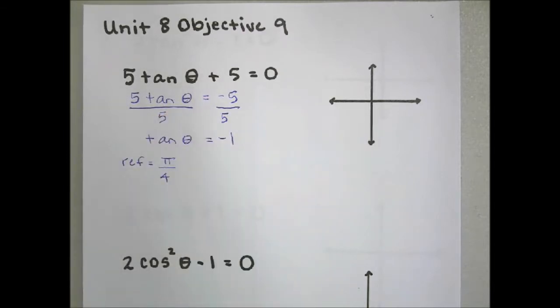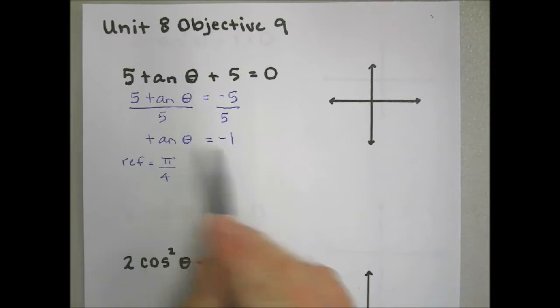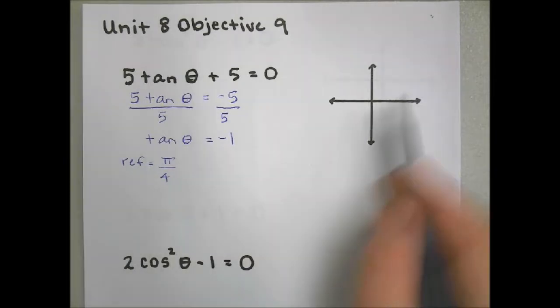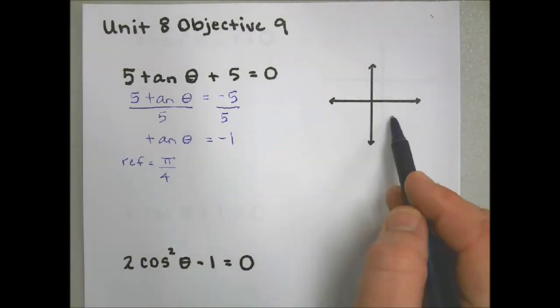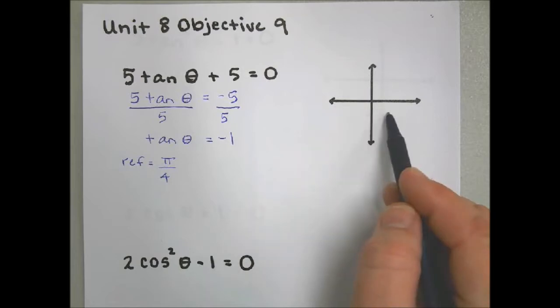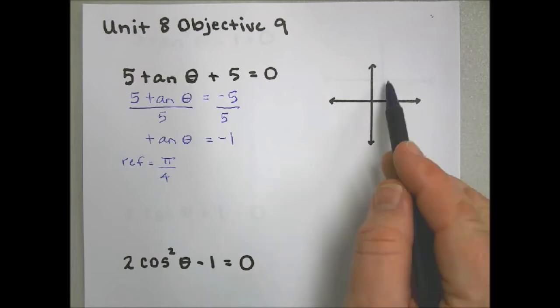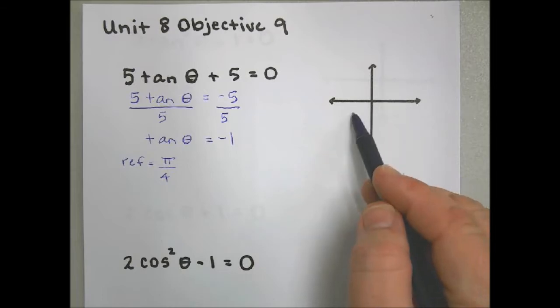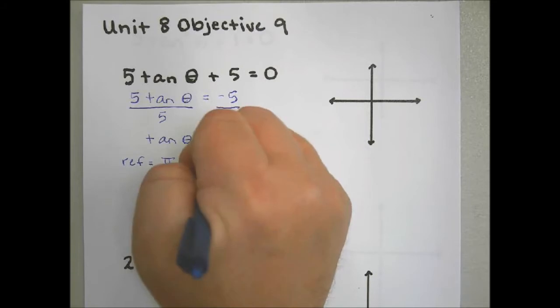But the negative is also playing a role. The negative is telling us what quadrants we're actually in. So where is tangent negative? Well, all students take calculus, so we're actually in quadrant 2 and quadrant 4, because tangent is positive in quadrant 1 and quadrant 3. So we're in quadrants 2 and 4.